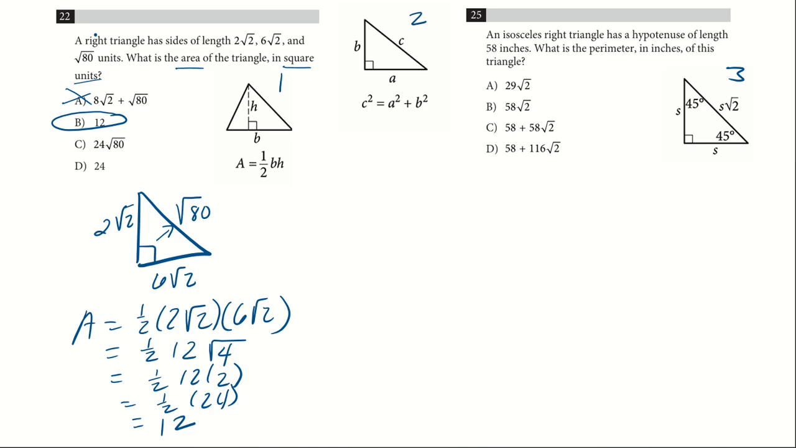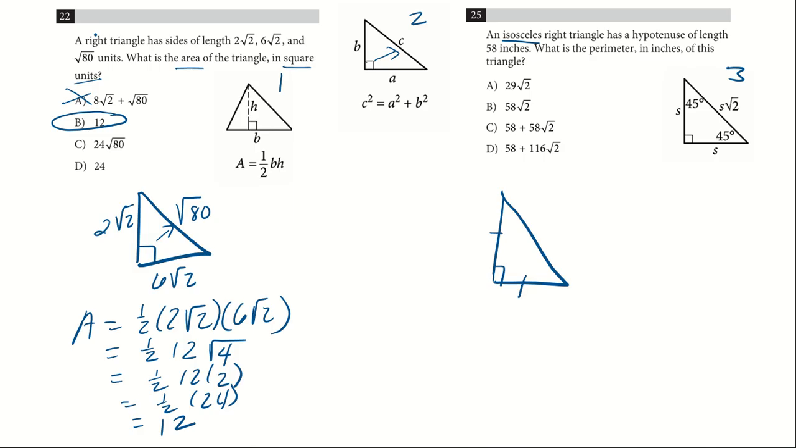Now let's look at 25. An isosceles right triangle has a hypotenuse of length 58 inches. What is the perimeter in inches of this triangle? Again, we know the hypotenuse is going to be the largest side, or in this case, the side across from the right angle. Well, also, we know what isosceles means, right? Isosceles means that two of the sides are equal. And because it's a right triangle, it means it has to be these two legs that are equal to each other.